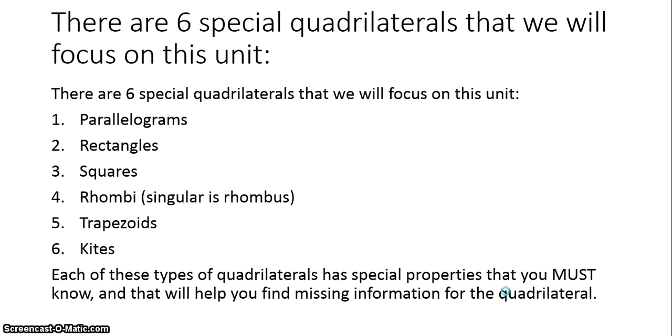Within our quadrilaterals, we have 6 special ones that we're going to focus on. Parallelograms, rectangles and squares should be somewhat familiar. Rhombi, which is plural for rhombus, trapezoids, and kites. You should have seen most of those. We're going to focus on a little more detail from them, but they should be familiar. You will need to know all of the properties that we talk about.